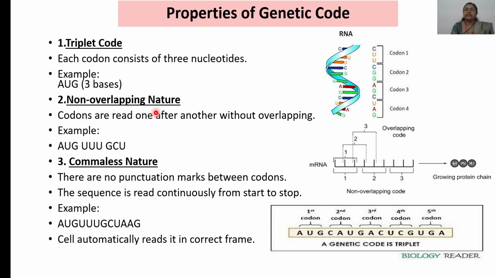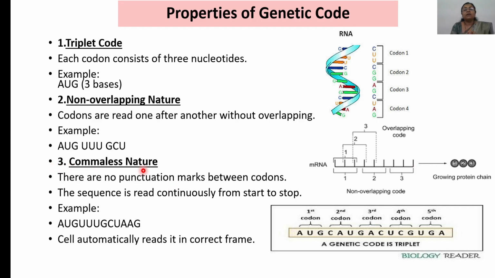Now non-overlapping nature, it is the second property. Codons are read one after another without overlapping. For example, see here, AUG, UUU, GCU. You can see in this image, this is the mRNA. If overlapping were there, then this type of overlapping codes we could observe, but it does not happen. So there are three bases in a codon, then the next three, then the next three. In this way, overlapping is avoided.